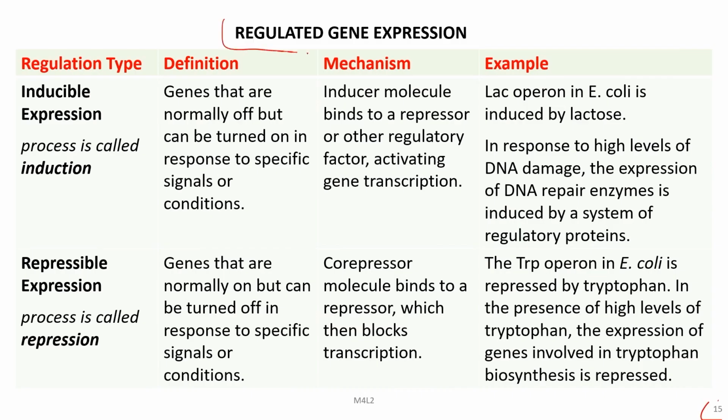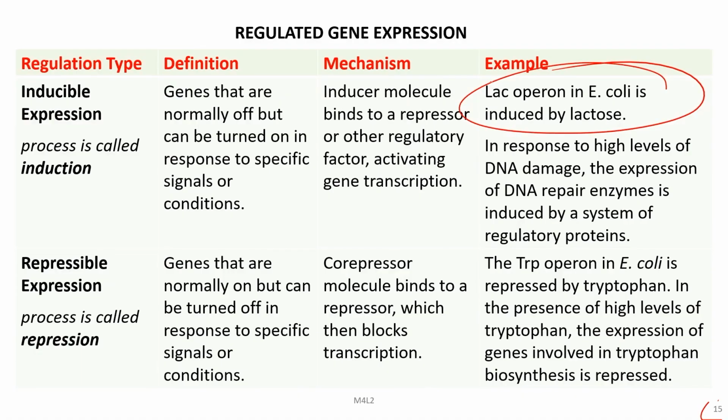Let us now look into the types of regulated gene expression. Here, in inducible expression, genes are normally off, but these can be turned on in response to specific signals or conditions. This process is known as induction. The inducer molecule binds to a repressor or other regulatory factor, activating gene transcription. Examples are the lac operon, and also the response to high levels of DNA damage. The expression of DNA repair enzymes is induced by a system of regulatory proteins.